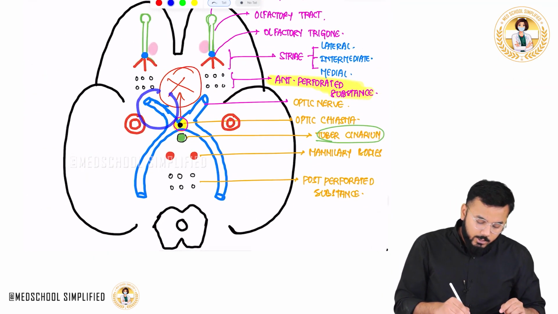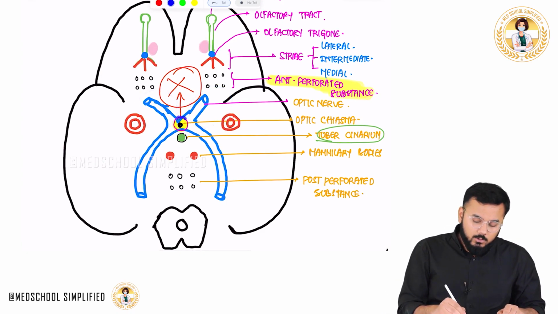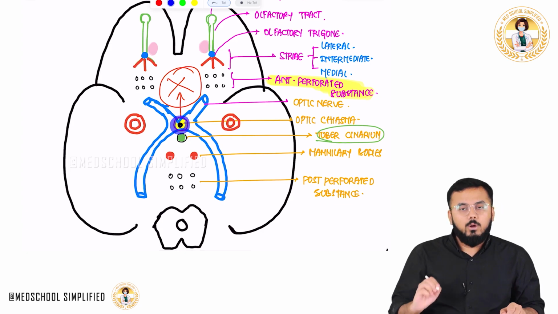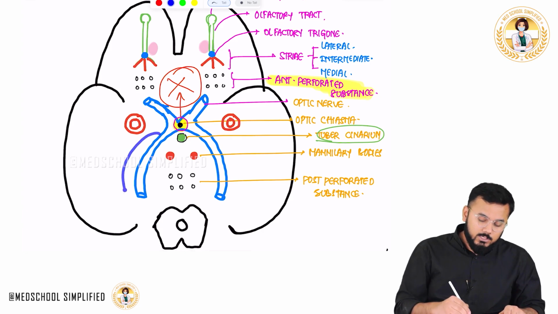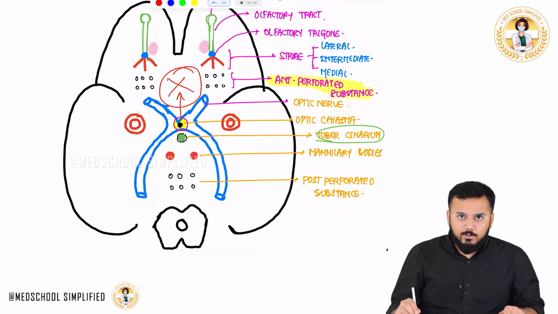In this picture, just look at this picture over here. This is called your right optic nerve, this is called your left optic nerve. Now both the optic nerves join together at this point, this is called optic chiasma. And after that, this is called optic tract on the right, this is called optic tract on the left. Clear?